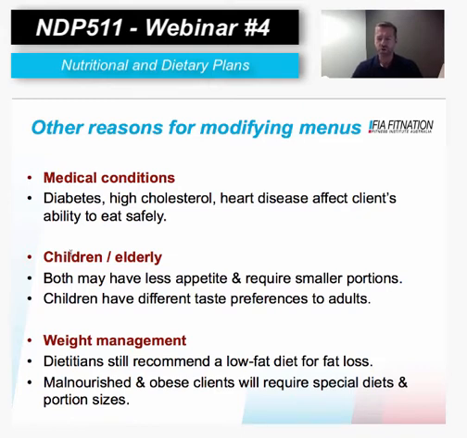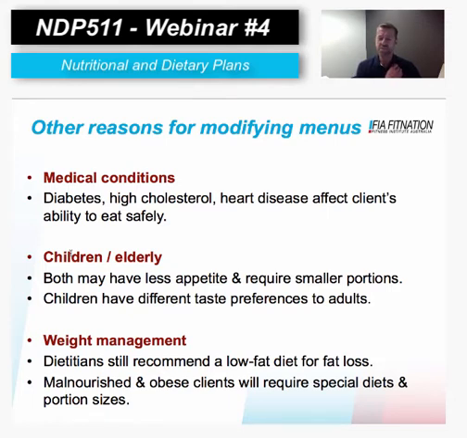Heart disease, we know all the implications of diet on heart disease, and all of these things affect the client's ability to eat in the safest possible way. So for children and elderly, both may have less appetite and require smaller portions. Children have different taste preferences to adults, and we've covered that quite extensively.